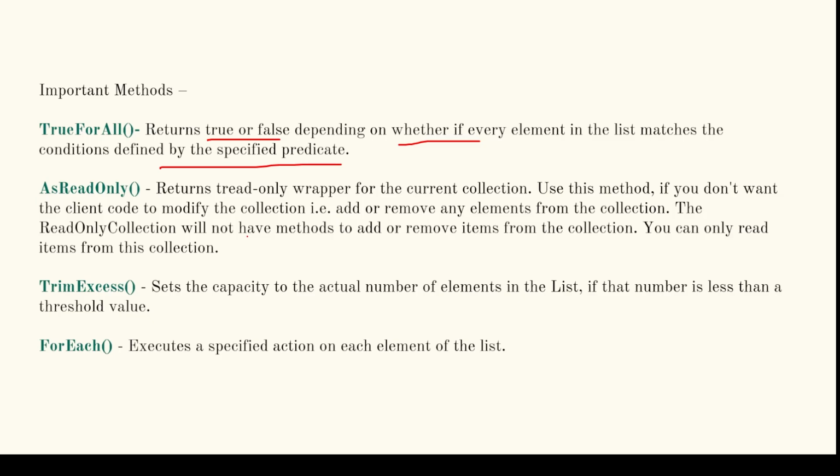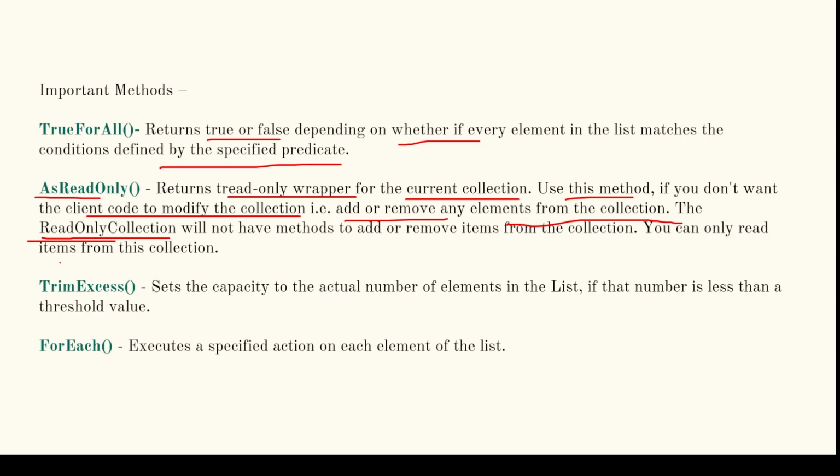Now let's move to the next method, that is AsReadOnly. It returns a read-only wrapper for the current collection. Use this method if you don't want the client to modify the collection. So if you want to create a read-only kind of collection and you don't want anyone to add or remove elements from your list, you can use this method and it will return a read-only collection. Guys, remember the difference: it will not return a list, it will return a read-only collection. A list is also a collection, but in a list we can add or remove elements, whereas in a read-only collection we cannot. You can only read the elements.